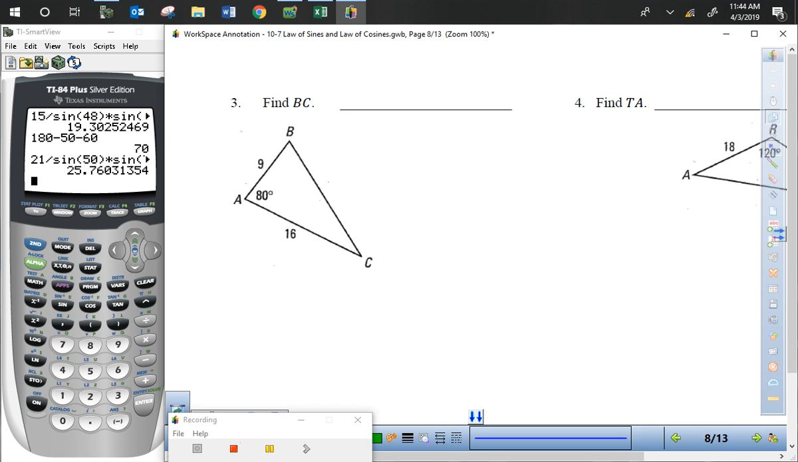Next example, okay, we're solving for BC. Mark your triangle, and we're walking through the same steps. First we look, is it a right triangle? Now, you'll notice on this one it's a little bit different because we're only given 80 degrees. We don't have another angle in here.